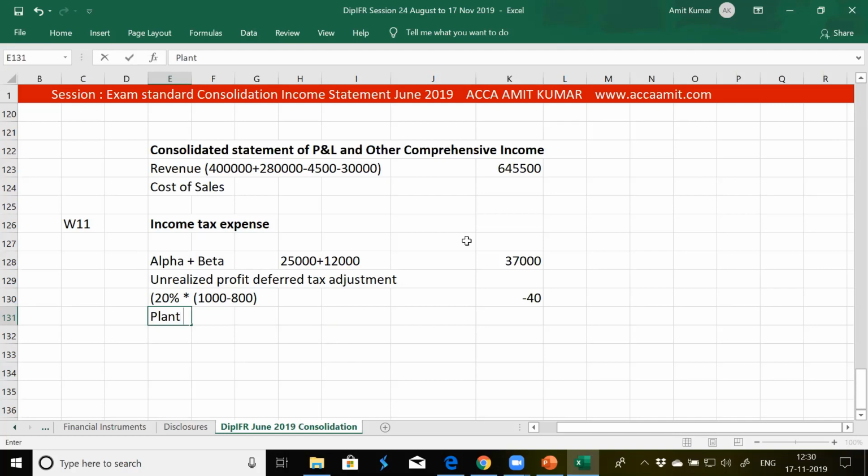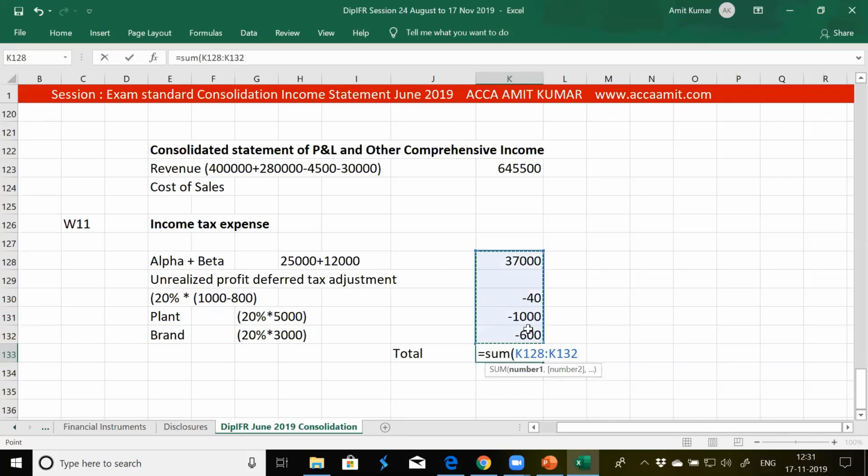For plant, it will reduce by 20% of 5,000 minus 1,000. For brand, 20% of 3,000 minus 600. Total to be included as part of the income statement this year is equal to this amount, to be included as part of the income statement tax expense this year.